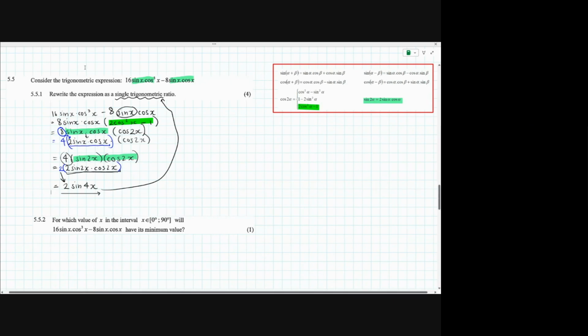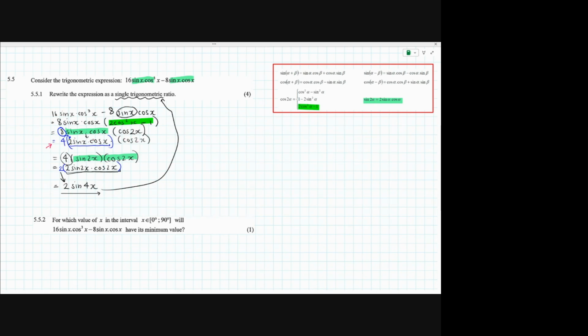Lorato? Ma'am, do you mind explaining from the 4th step, just after we separated the two? This step over here? Yes, ma'am. Okay, so you understand how I got 4 times 2 sine x cos x times 2 cos x? Ma'am, do you mind re-explaining again?